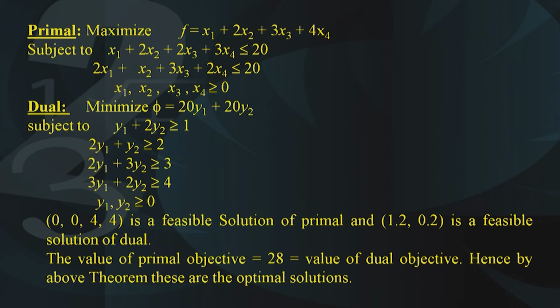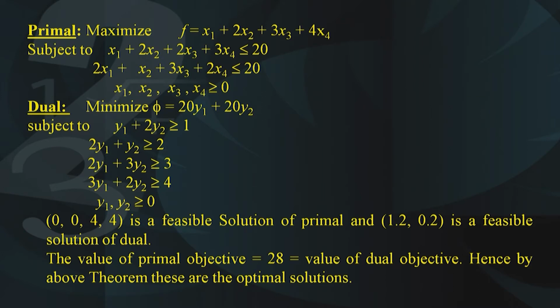Next, let us look at the objective function value of these two feasible solutions in their respective primal and dual. So, for (0, 0, 4, 4), we will substitute this in the objective function of the primal, that is f, and similarly we will substitute (1.2, 0.2) into the objective function of the dual, that is phi, and we find that both these values come out to be 28.